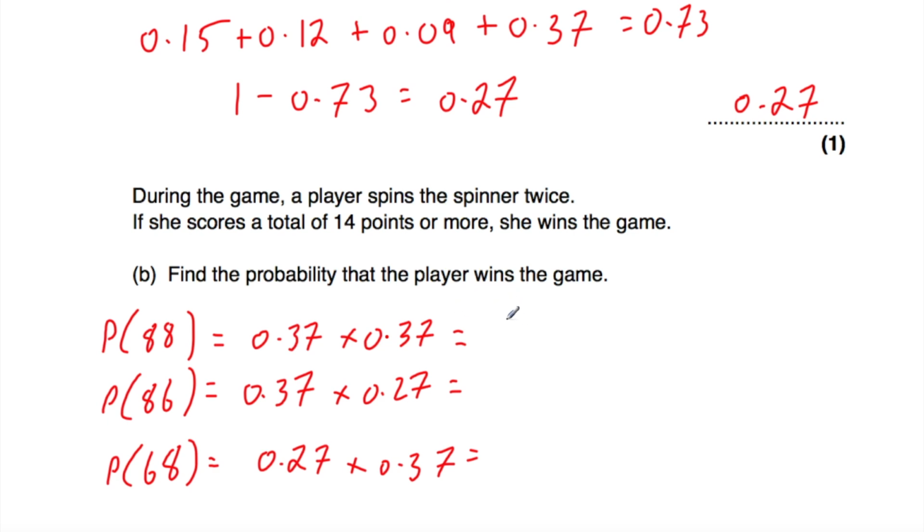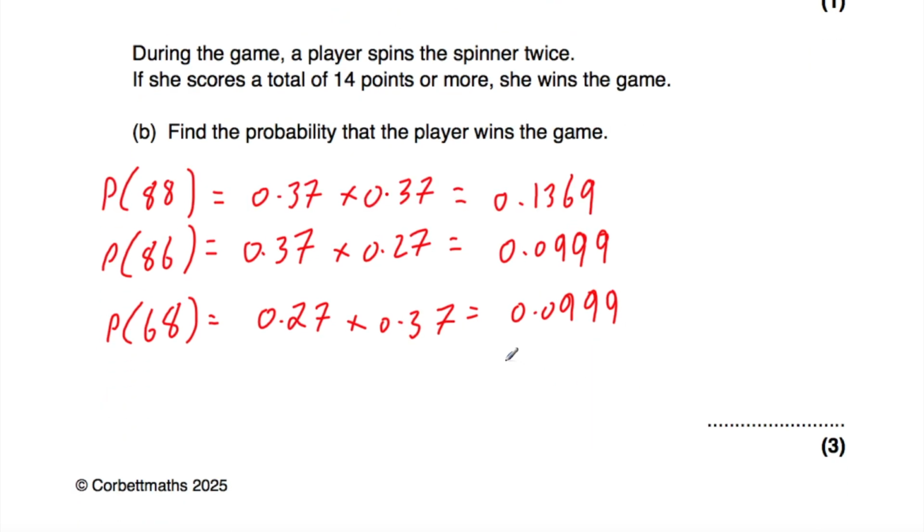So 0.37 multiplied by 0.37 is equal to 0.1369. 0.37 times 0.27 will be equal to 0.0999. 0.27 times 0.37 would be equal to 0.0999 as well. So we've got the three probabilities.